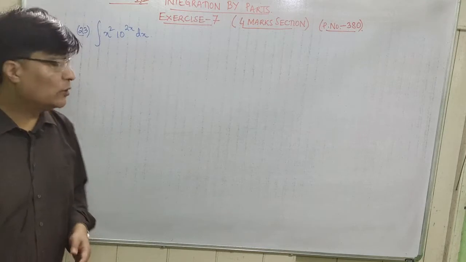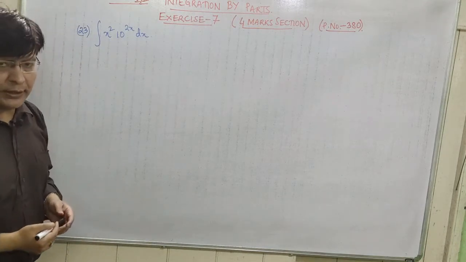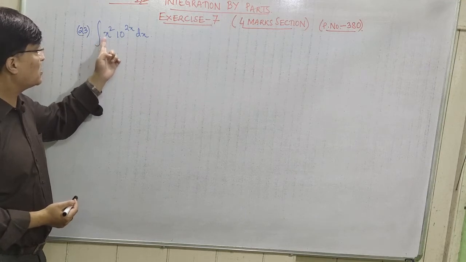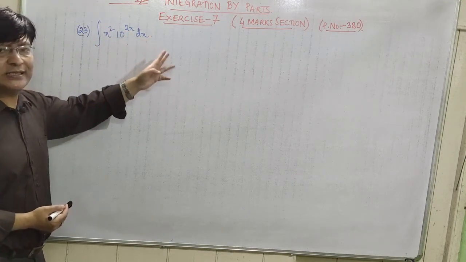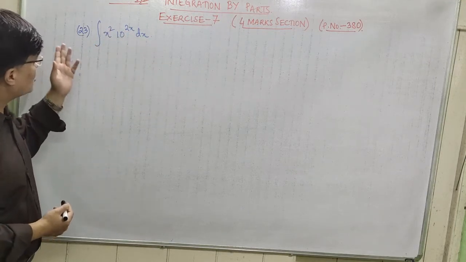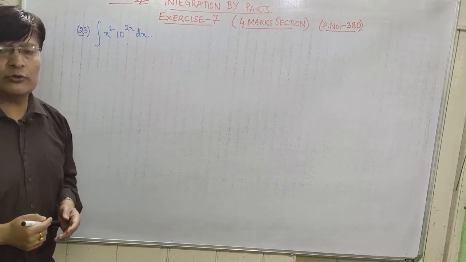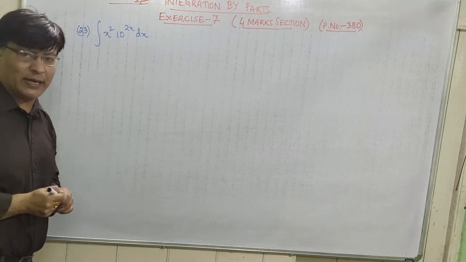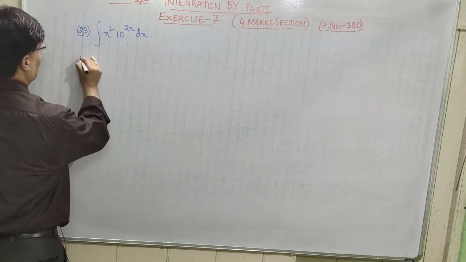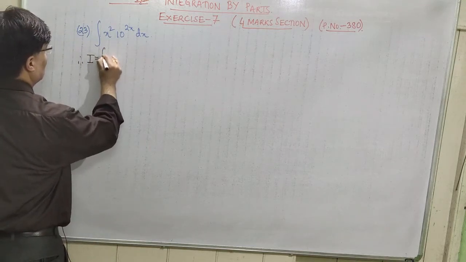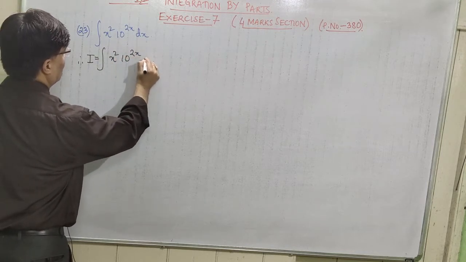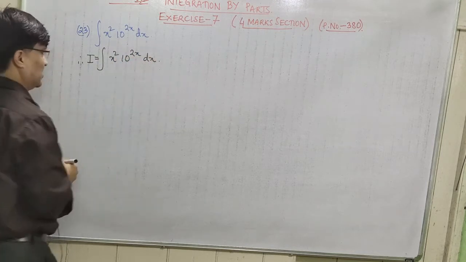So now we'll do the next question, that is question number 23. You have to evaluate this integral, that is integration of x square 10 to the power 2x dx. In this case also this is integration of the product of two different functions. So in this case also you have to use integration by parts. Therefore I is equal to integration of x square 10 to the power 2x dx.